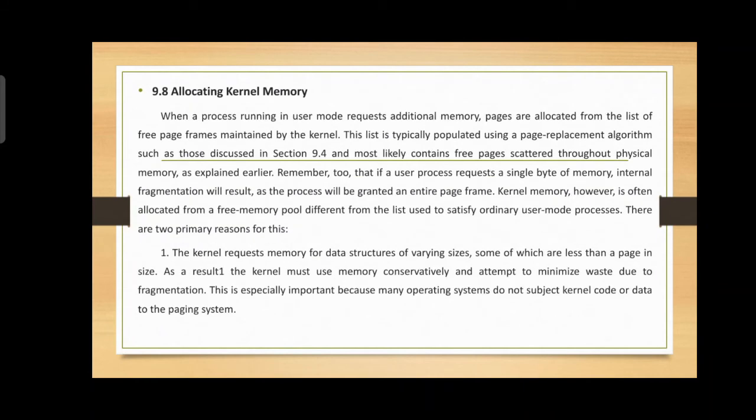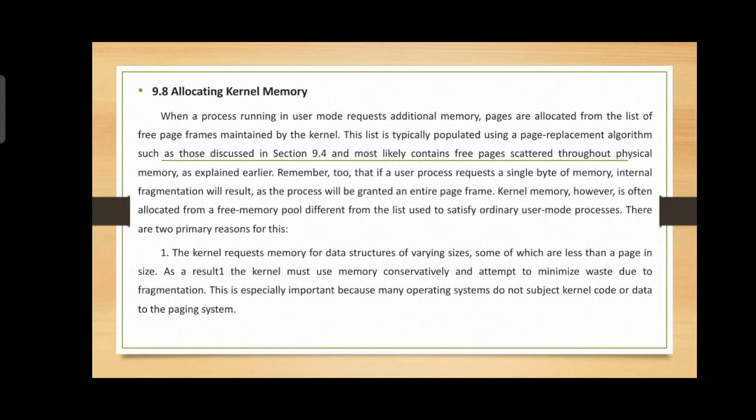9.8. Deallocating kernel memory. When a process running in user mode requests additional memory, pages are allocated from the list of the free page frames maintained by the kernel. The list is typically populated using a page replacement algorithm such as those discussed in section 9.4, and most likely contains free pages scattered throughout physical memory as explained earlier.